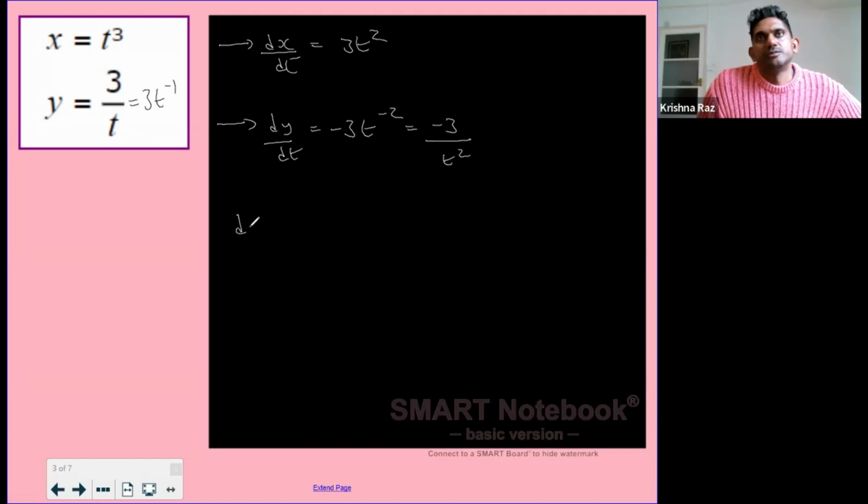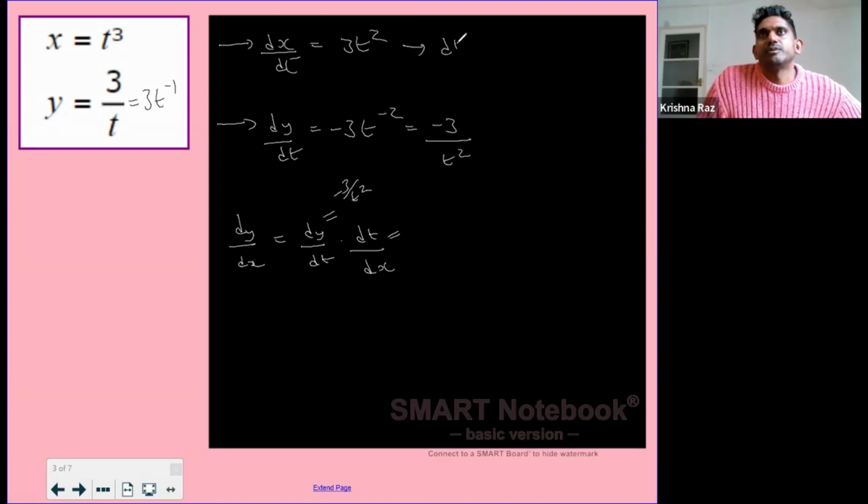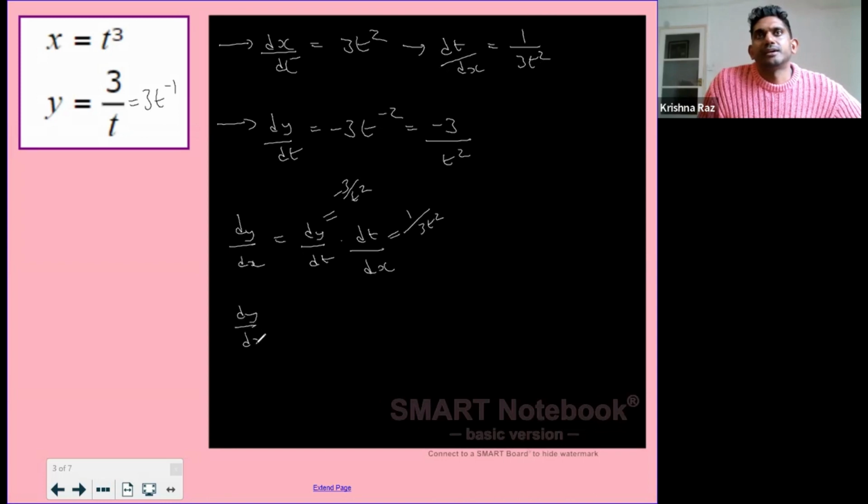So if I write the chain rule, dy by dx equals dy by dt times dt by dx. So dy by dt is minus 3 over t squared. dt by dx is the reciprocal of 3t squared. So dy by dx is minus 3 over t squared times 1 over 3t squared, which will be minus 1 over t to the power 4.